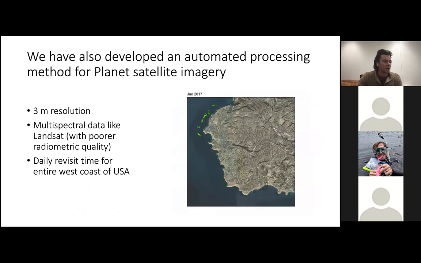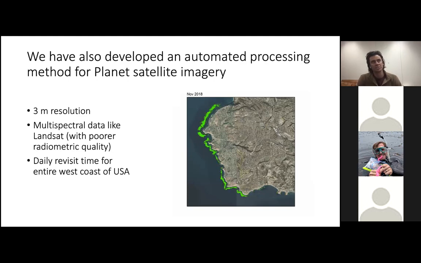All right, really briefly, because I promised Tom that I'd give him a little bit more time. I just wanted to say that we've also developed an automated processing method for Planet satellite imagery. This is exciting because it provides global coverage every day at this point, which is just incredible. Again, this is a commercial company that has a constellation of small, relatively inexpensive multispectral sensors, and so the data quality is a little bit poor. So we have to do some processing to automate that kelp extraction, but it's an order of magnitude higher resolution than Landsat, so it can give us a better view of small sparse beds.